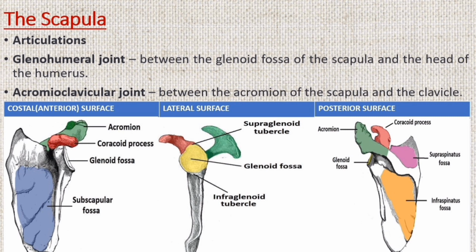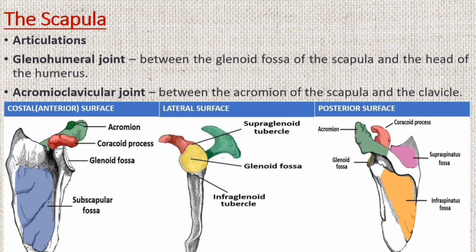The lateral surface of the scapula faces the humerus. It is the site of the glenohumeral joint, and of various muscle attachments. Its important bony landmarks include the glenoid fossa, a shallow cavity located superiorly on the lateral border. It articulates with the head of the humerus to form the glenohumeral joint.